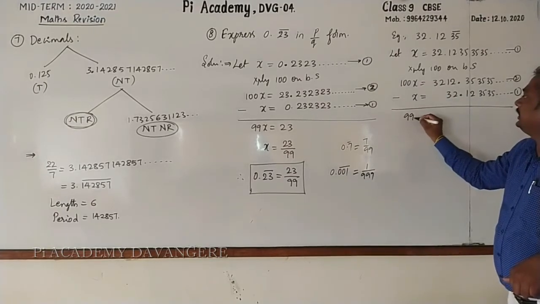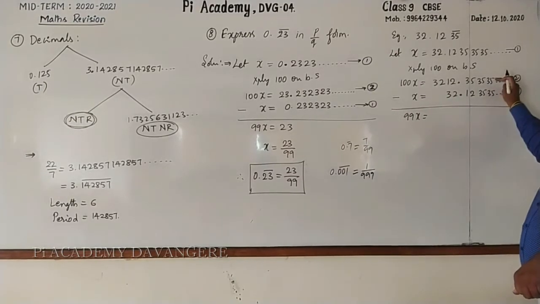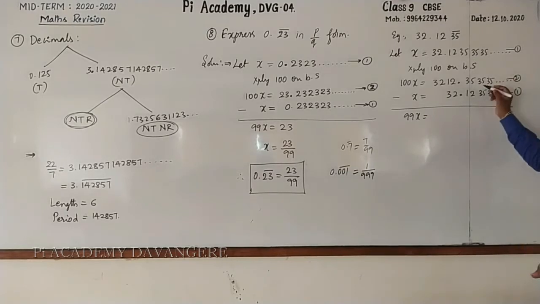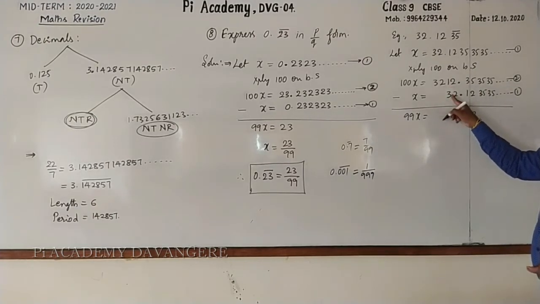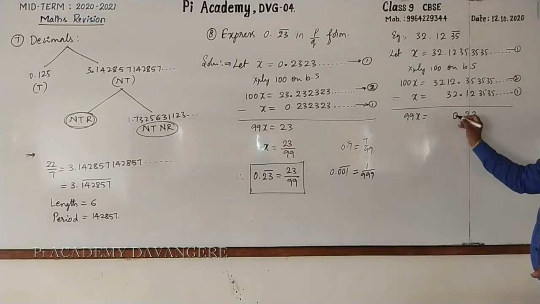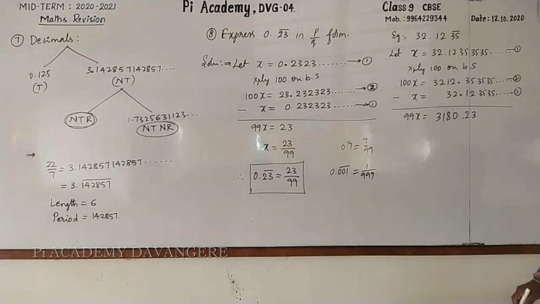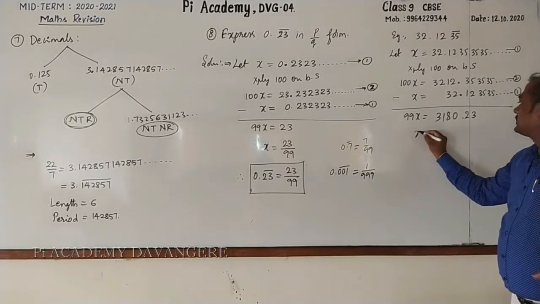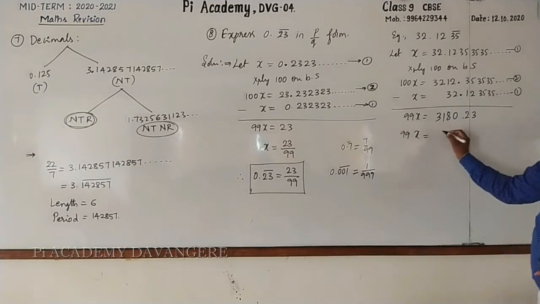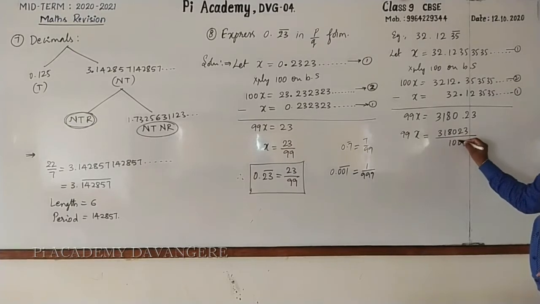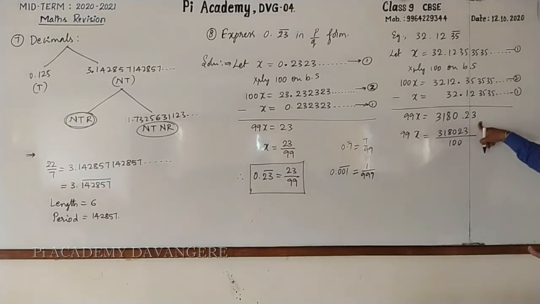Here this will be 99x. Look at 0, 0, 0, 0. 5 minus 2, 3. 3 minus 1, 2. 2 minus 2, 0. Here from 1, 3 cannot be subtracted. Borrow 1. 11 minus 3, 8. Here 1. This is 3. 3180. Now 99x equal to 3180.23 by 100, because after decimal we have 2 digits.